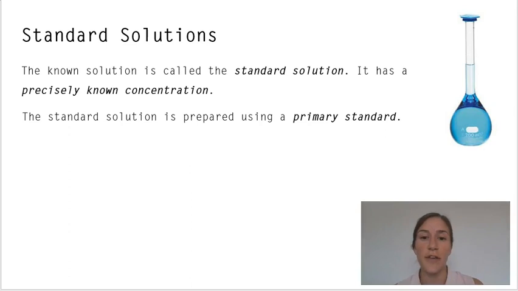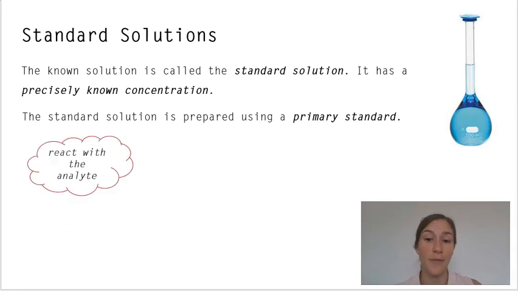The solution with the known concentration is referred to as the standard solution, and it's prepared using a solid called a primary standard. Now, when we choose a primary standard, we have to take several things into consideration. The first one is that it should react in some sort of detectable way with the analyte. So if you're trying to determine the concentration of an acid, you should really choose a base as a primary standard because it can undergo an acid-base reaction.